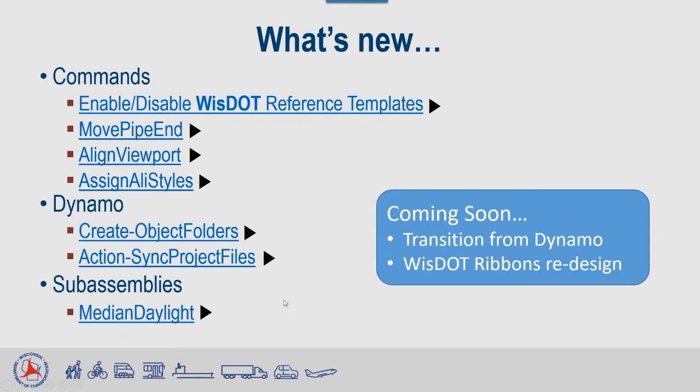All right, and then the final demonstration that I have here today is a new subassembly that we released in our last update called Median Daylight. So this sort of combines the median functionality of our median ditch or berm subassembly with the functionality of our primary daylight subassembly, daylight profile control, and allows you to split the median in two.